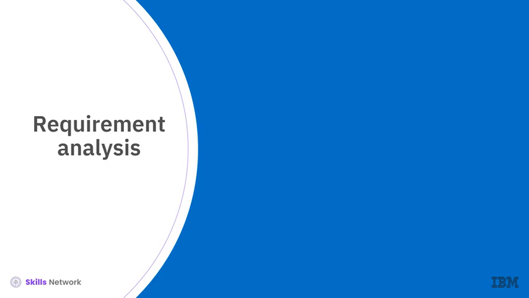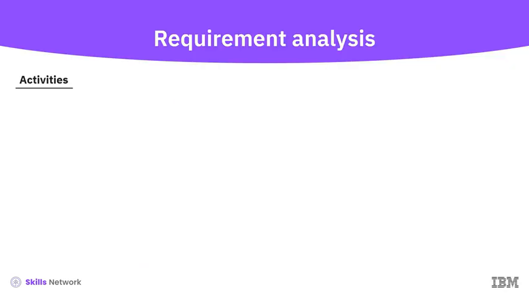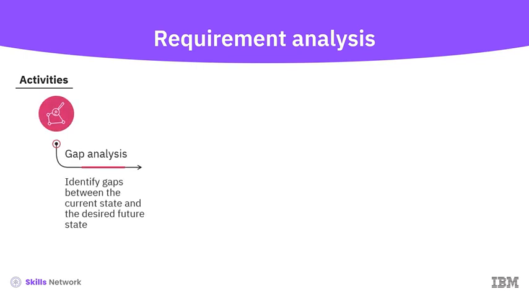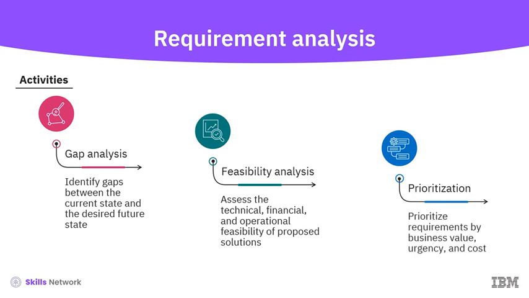The requirement analysis step is crucial for ensuring that documented requirements are practical, feasible, and aligned with the project's goals. Let's look at the key activities involved in requirement analysis. Gap analysis involves identifying the differences between the current state and the desired future state and determining the necessary steps to bridge those gaps. Feasibility analysis is essential to assess whether the proposed solutions are technically, financially, and operationally feasible. You also need to prioritize requirements based on factors such as business value, urgency, and cost to ensure that the most critical requirements are addressed first.